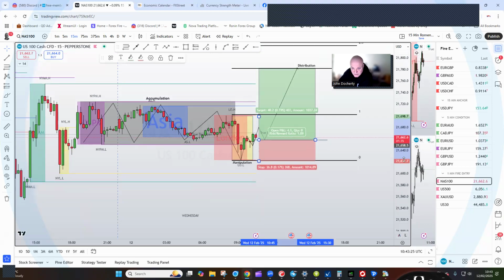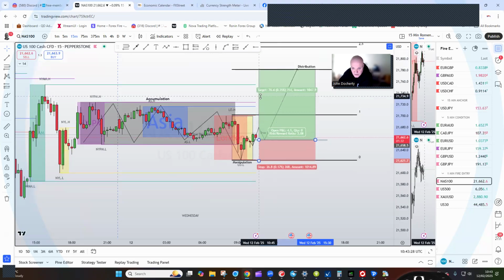Again, target on the deviation. You're looking for the lowest is a 1.2.